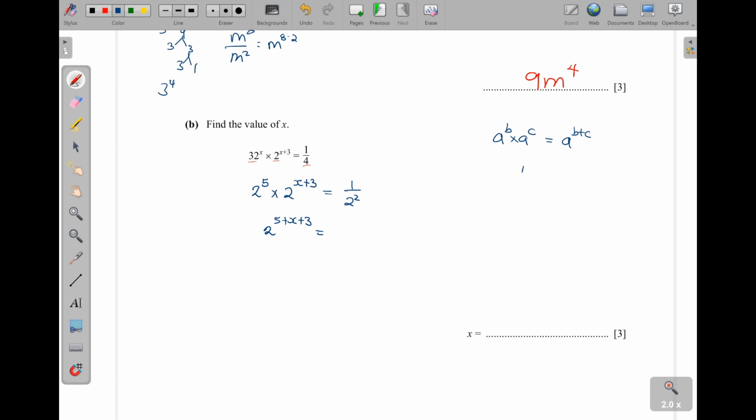we also have 1 over a power n is a power negative n. So you take this one up, then it will be 2 power negative 2. The power becomes a negative. So this is 2 power 5 plus 3, that is 8. So x plus 8 is equal to 2 power negative 2. Since the bases are equated, the powers are the same. So x plus 8 gives us negative 2. You take this one this side, and x is negative 2 minus 8, which is negative 10. So that has been it for this paper.